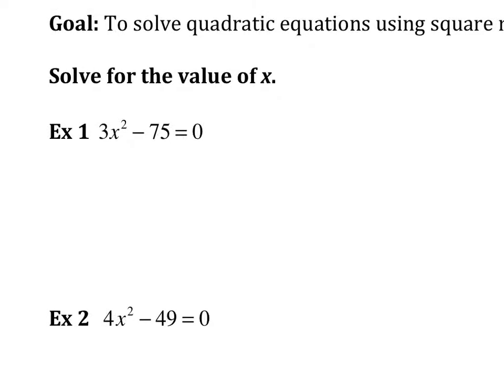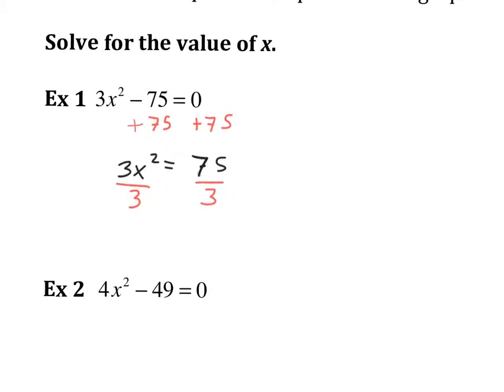Remember, in algebra, our goal always is to get x by itself. So I'm going to add the 75 to both sides here. Now I have 3x squared equals positive 75. Now I need to get rid of the 3, so I'm going to divide by 3. Remember, my goal is to get x by itself. Since there's only one x that's being squared, I can get it as much by itself as I can.